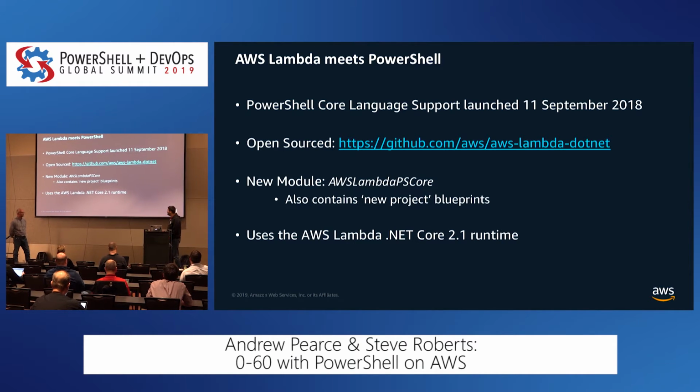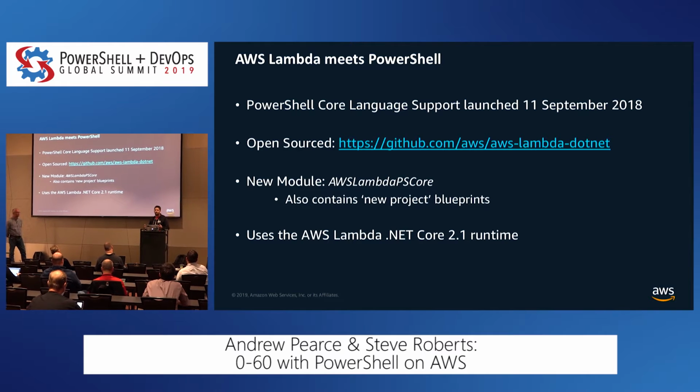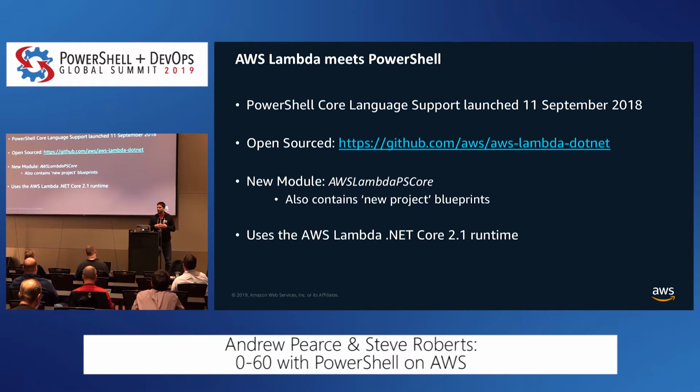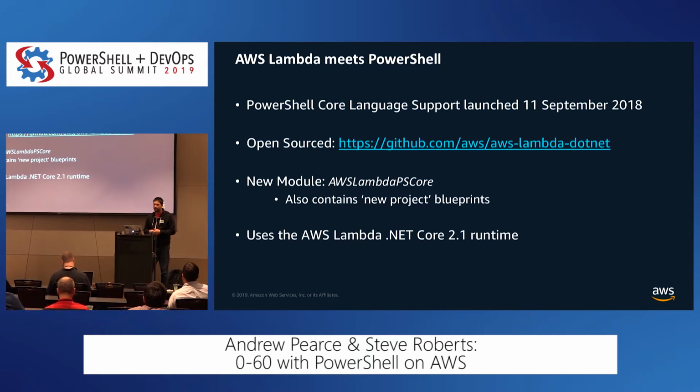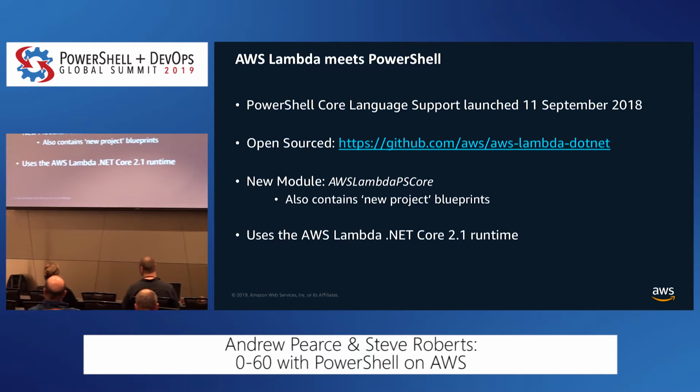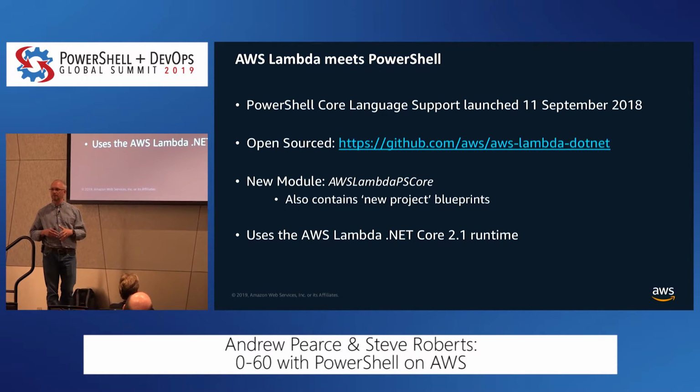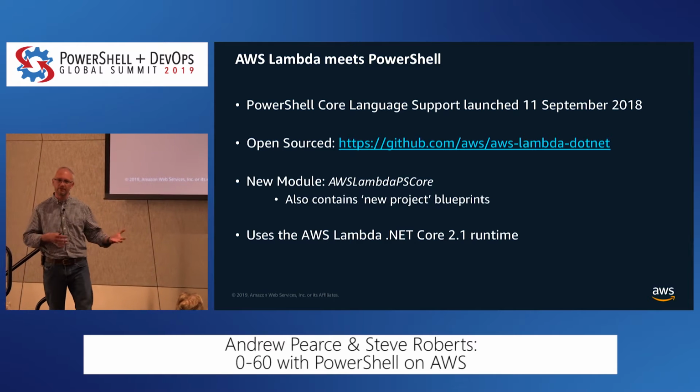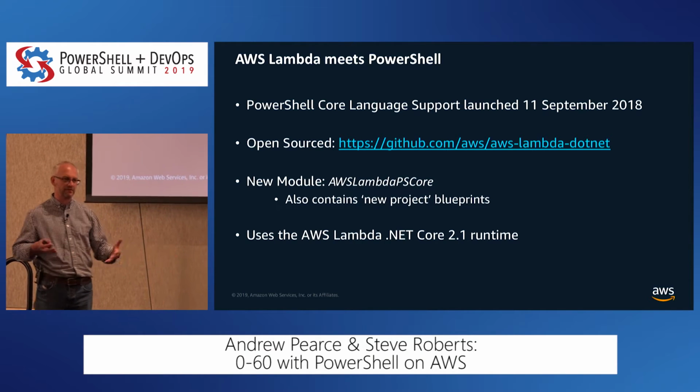There's a module on the gallery, the AWS Lambda PS Core, which provides wrapping tooling to hide all the .NET stuff that's happening behind the scenes from you. So you can just write PowerShell code, deploy from PowerShell, and get a very PowerShell experience when using Lambda. It's important to realize that there is no PowerShell Lambda runtime. It just sits on top of our .NET Core 2.1 Lambda runtime, the same way our .NET Lambdas run.